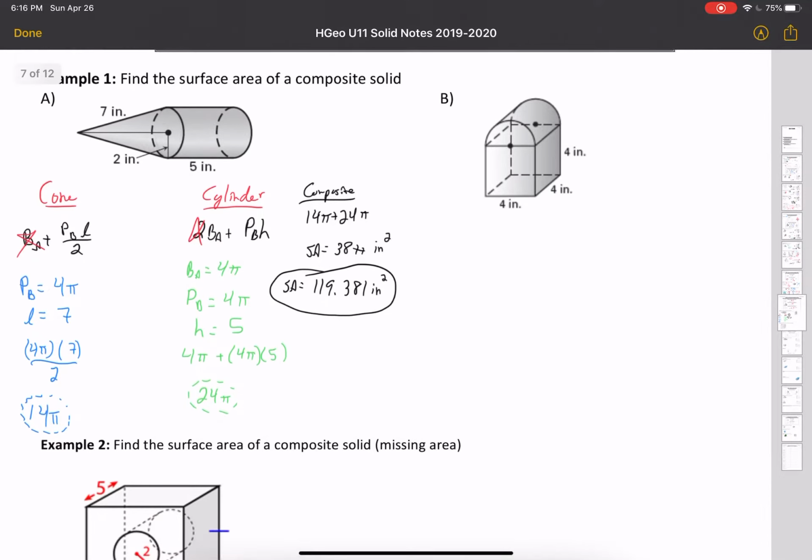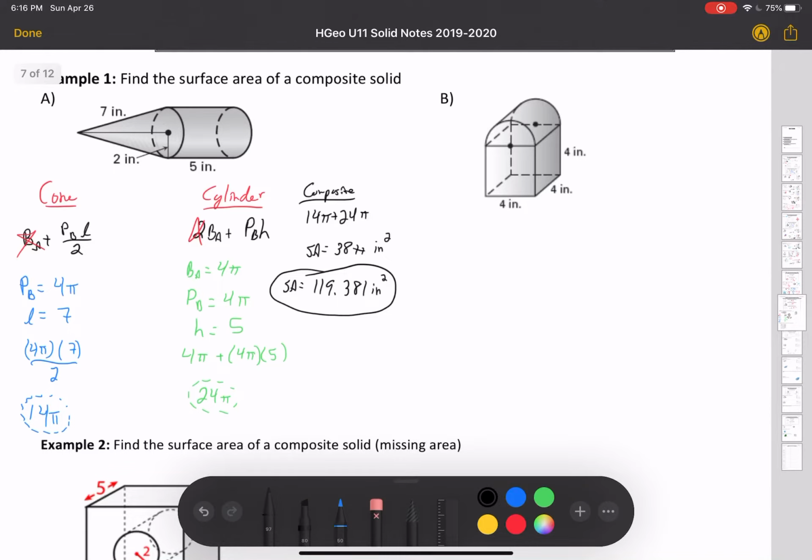For part B, well, on top, we have part of a cylinder. Specifically, what's happening to it? It's a half cylinder. It's being cut in half. So that's a half cylinder on top. And the bottom part is a cube. So we need to find the surface area of half a cylinder.